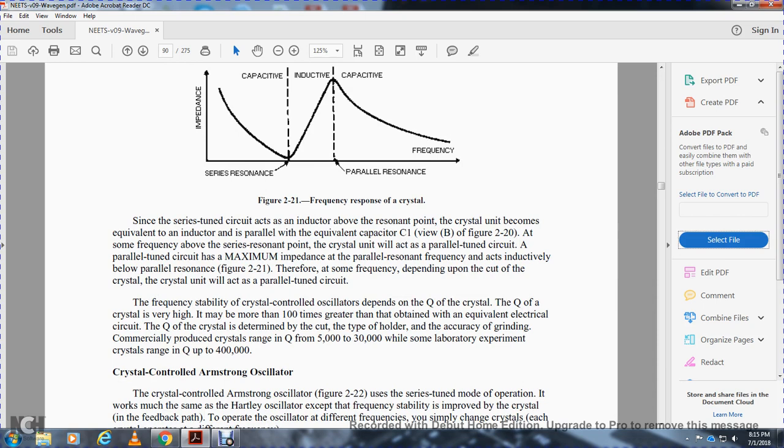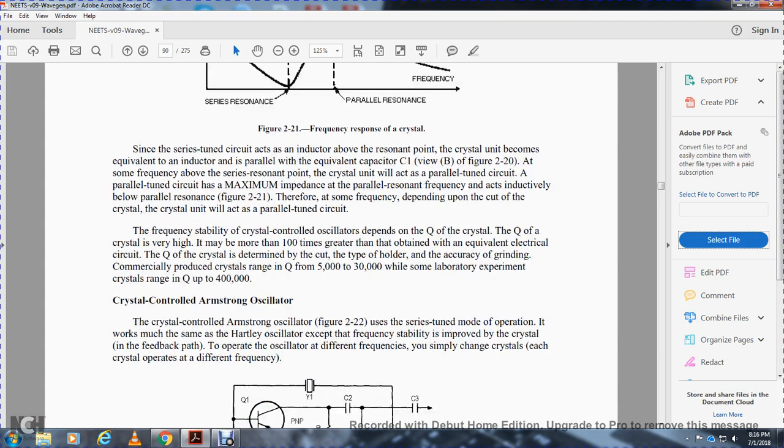A parallel tuned circuit has maximum impedance at the parallel resonant frequency and acts inductively below the parallel resonant frequency. Therefore, the frequency depends upon the cut of the crystal and the crystal unit's capacitor in the parallel tuned circuit.